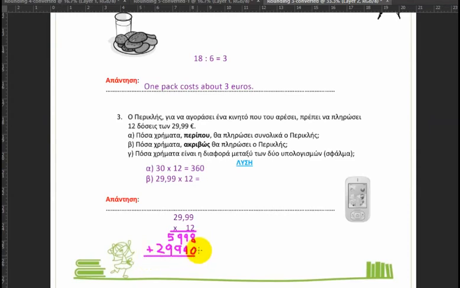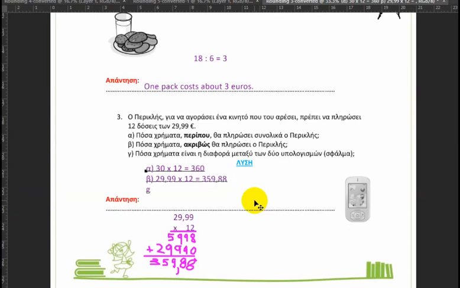And 8 plus 0 makes 8. 9 plus 9 makes 18. So 8, carry 1. 1 plus 9 plus 9 will give us 19. 1 plus 5 plus 9 will give us 15. Then 2 and 1 that I carried over will be 3. The decimal point is going to go here, so he will be paying exactly 359 euros and 88 cents.